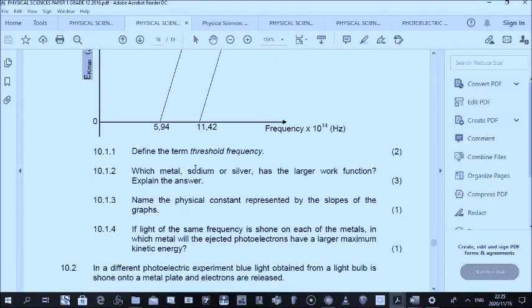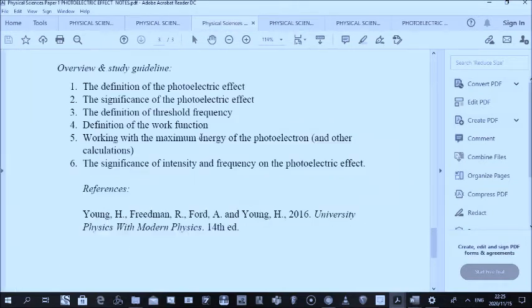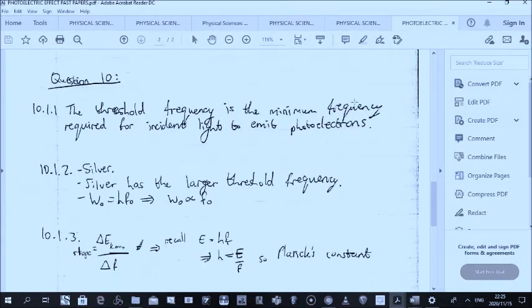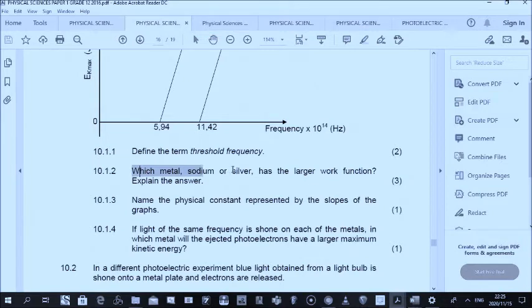So we have recorded the energies, or we obtained values for the energies, and we're measuring them against the frequency. So define the term threshold frequency. We've said the threshold frequency is the minimum frequency of light required to emit photoelectrons. We've done that. I think I have that in my notes here as well. The threshold frequency is the minimum frequency required for incident light to emit photoelectrons. Good. Which metal, sodium or silver, has a larger work function? Remember, what is the work function? The minimum amount of energy required for a light source to emit photoelectrons.